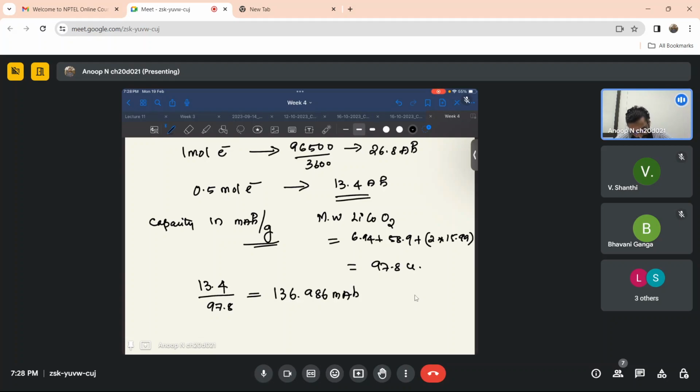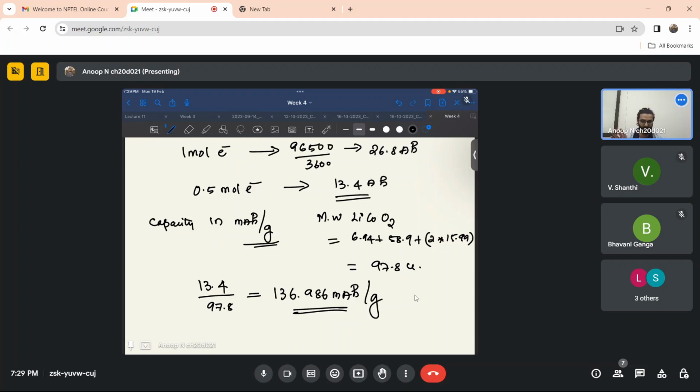Milliampere hour per gram. So this is a theoretical value when you are referring to any research papers. They will be representing the LCO theoretical capacity as 136.986 milliampere hour per gram. Is it clear?